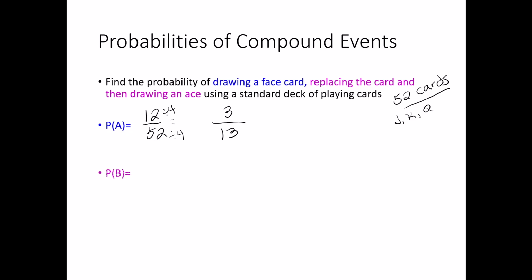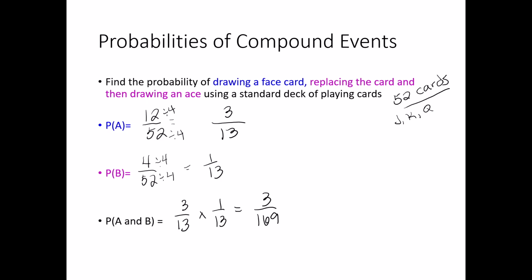Then we want to look at our second event. Our second event, we're going to put the card back so that it stays independent, is we want to draw an ace. In drawing an ace, there's 4 aces in a deck. So we have a 4 out of 52. Again, it's really helpful to simplify this. So if I divide by 4, I get a 1 out of 13 chance. So the probability that these two events occur in a row would be 3 out of 13 times 1 out of 13. So 3 out of 169. So very unlikely that I'm going to get a face card and an ace.